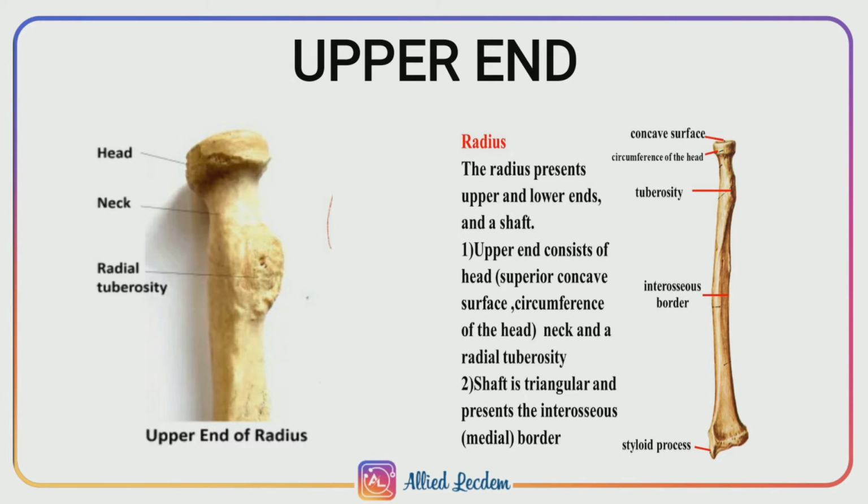Next is the upper end of the radius bone. The parts of the upper end are the head, neck and radial tuberosity. The head is disc shaped and covered with hyaline cartilage. It has a superior concave surface, on which the capitulum of the humerus will articulate at the elbow joint. The circumference of the head also articulates with a socket formed by the radial notch of the ulna and the annular ligament, thus forming the superior radio-ulnar joint.